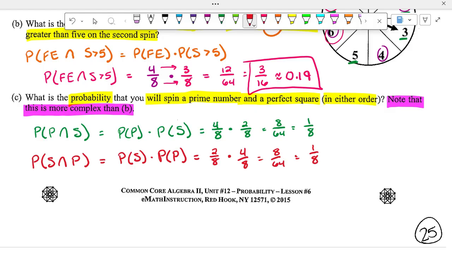Now, we're not done. Our answer is not 1/8, because it then says "in either order." So in other words, we don't know which order happens. We just want at least one of them to happen. Hint, hint, wink, wink. So here's my question. We want at least one of them to happen. That means I need to take these two probabilities and set it up as a what type of statement? We want at least one to happen.